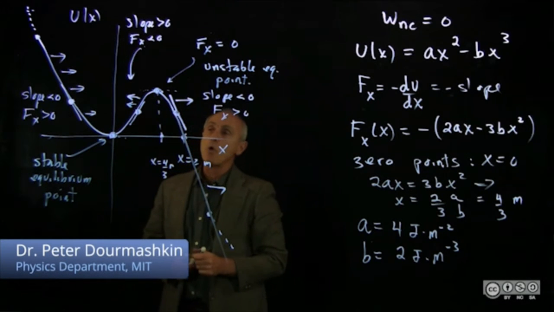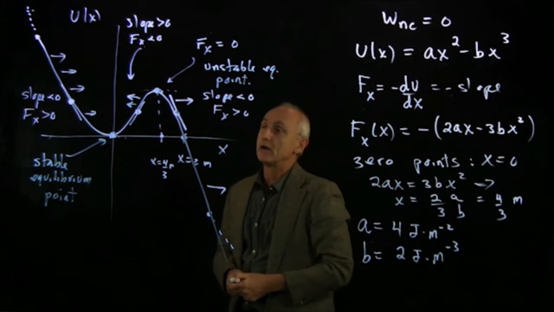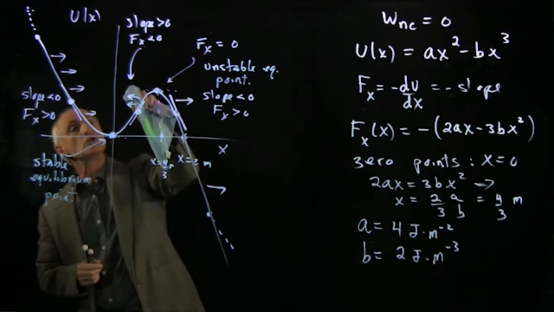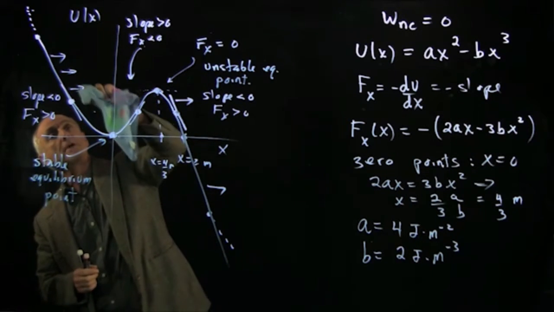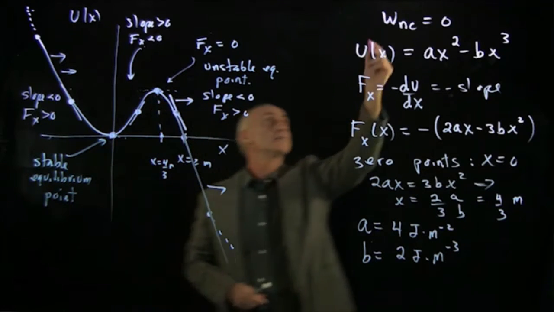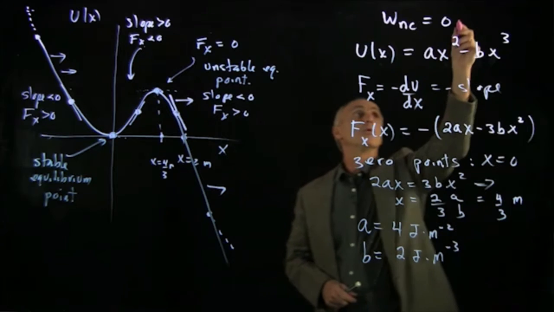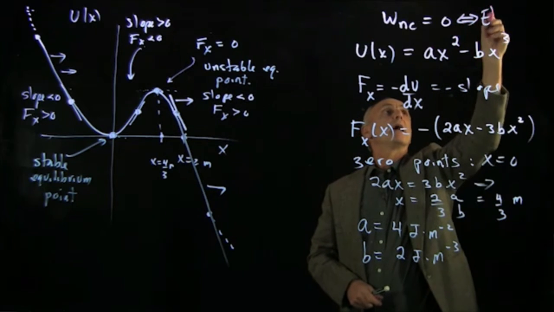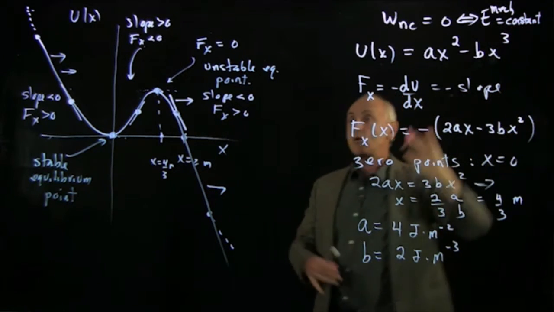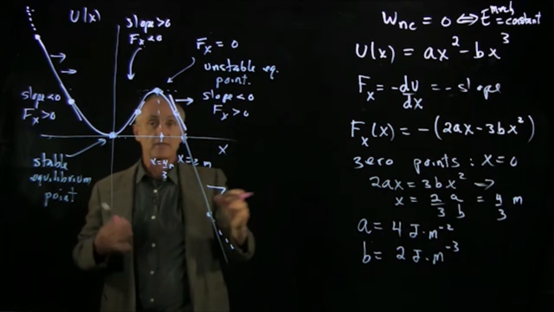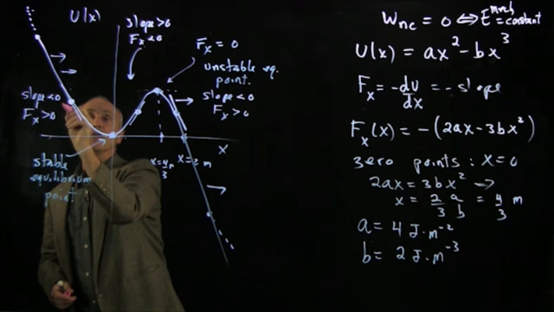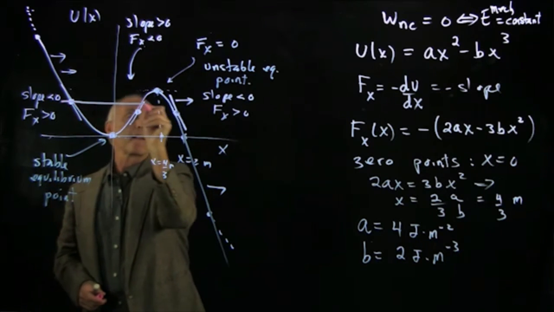There's even a little bit more that we can learn about our energy diagram. And I like to just clean this diagram up for a second because I want to work in this area. Suppose our system, because the work non-conservative is 0, tells us that the mechanical energy is constant. Now, we don't know how much mechanical energy our system has. That's a constant of the system. But let's just suppose that our mechanical energy is written like that.